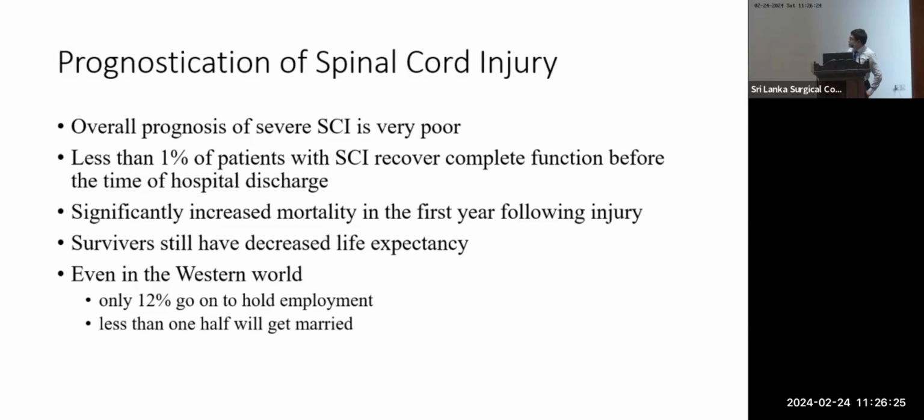And not only the deficits, they have a significantly increased mortality, especially in the first year of life. Even if they survive the first year, their survival or life expectancy tends to be shorter. Even in the Western world, only 12% will go on to productive employment, and less than half will get married, even in the Western world, and maybe probably a positive effect of the spinal cord injury.